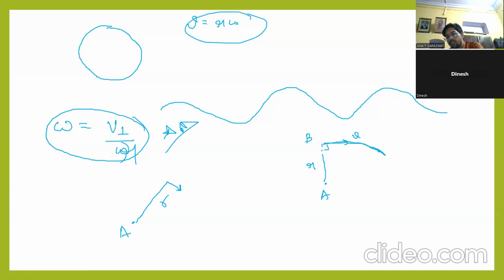Clear? At this position, its velocity is like this. One component is perpendicular to R. It is responsible for the circular motion. The particle is moving like this, in a circular, curved path. One component of this is perpendicular.